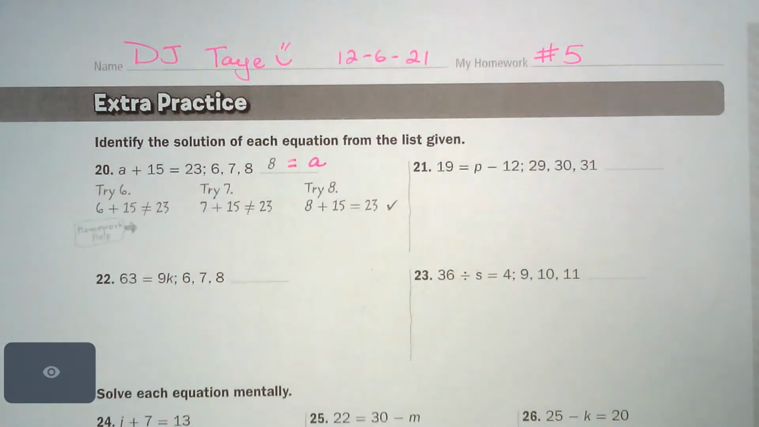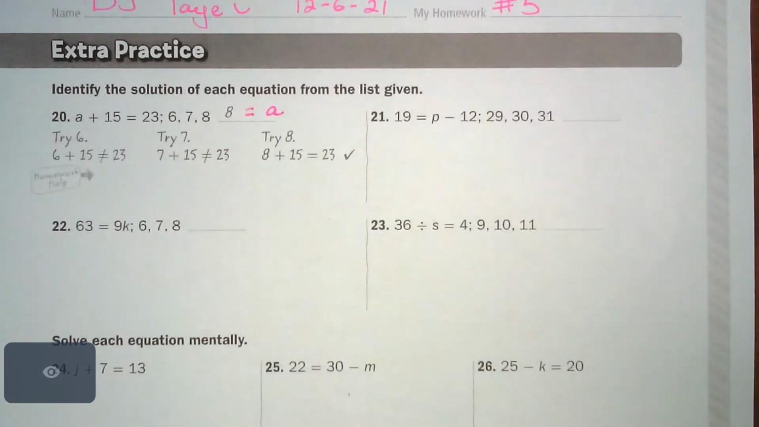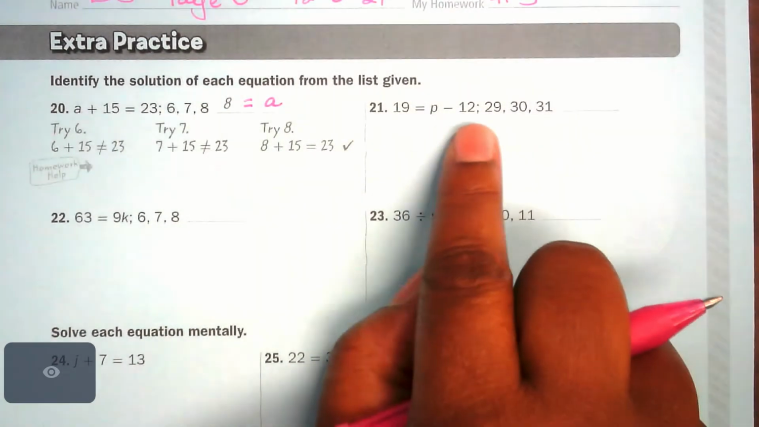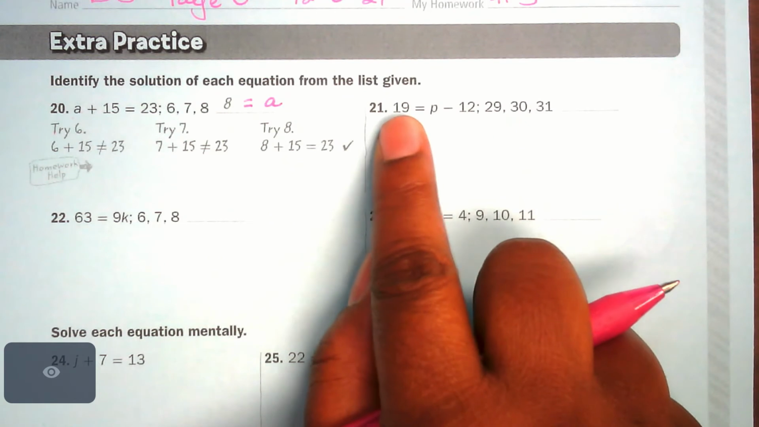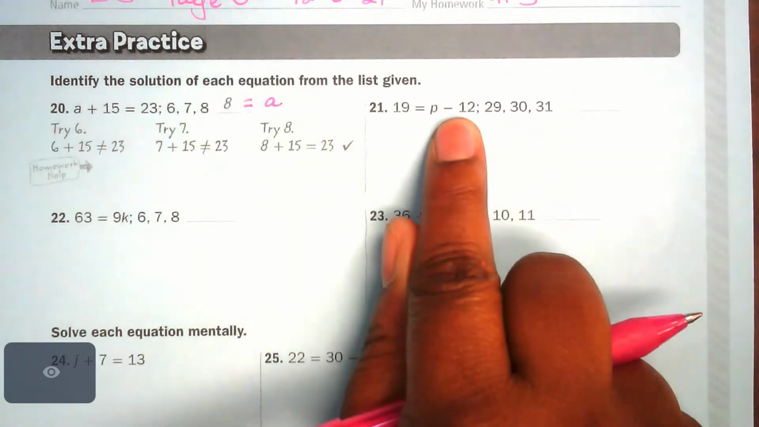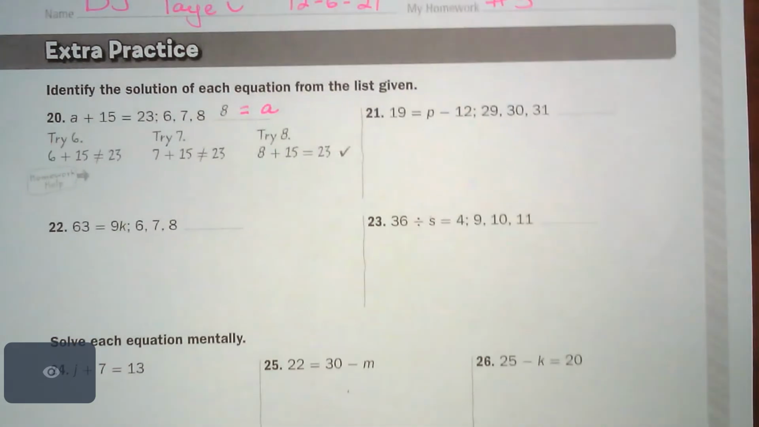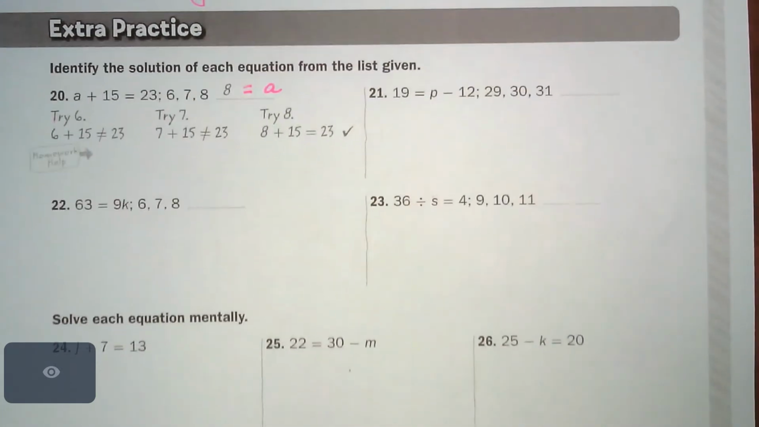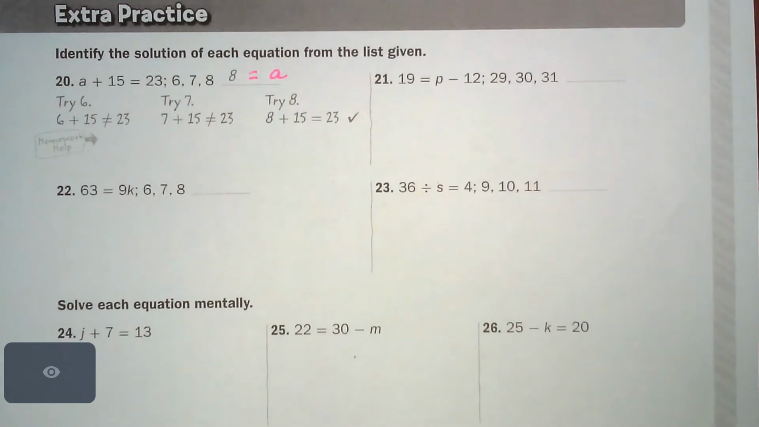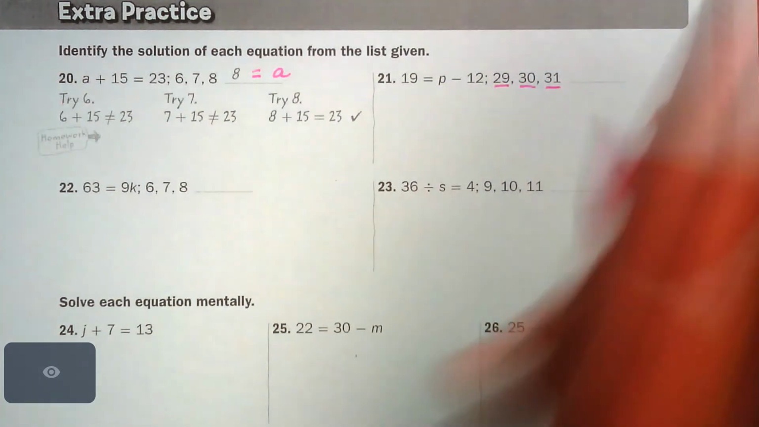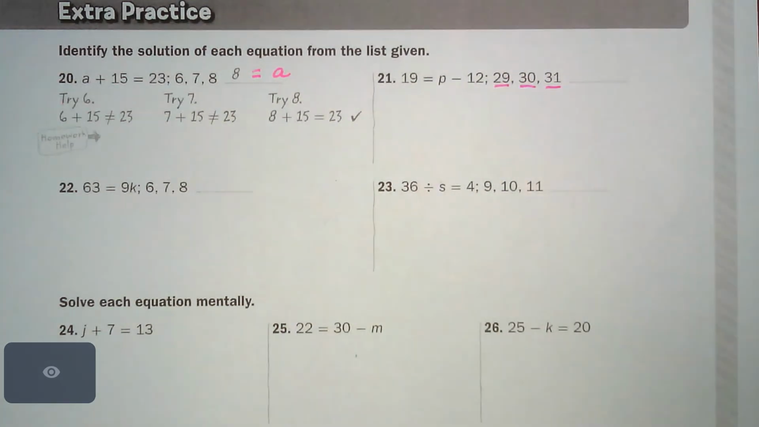All right, so let's look at number 21. Number 21 says 19 equals p minus 12. And I don't want this to get you caught up because now the equal sign is over here. Either way, we still have two expressions being set equal to each other, regardless of what side of the equal sign those expressions are on, all right? So let's look at this. They give us three numbers, 29, 30, and 31.